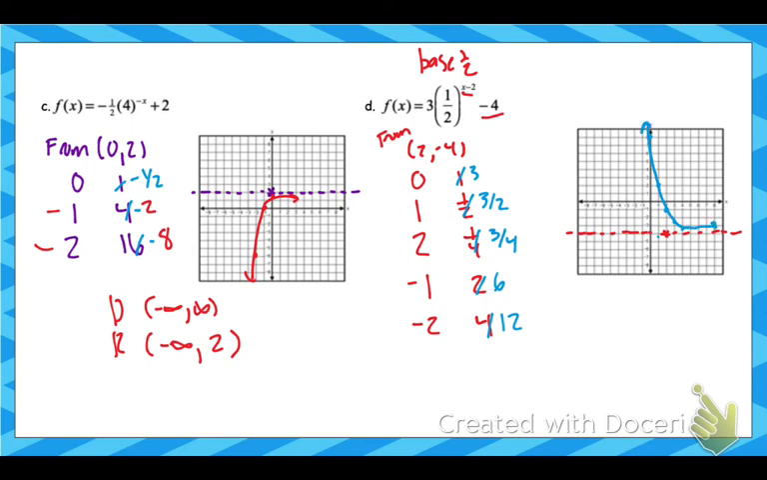In comparison to the parent function when b was greater than 1, it looks like it's a reflection over the y. All right, so a base less than 1 is actually going to have a change on the shape of your graph. And again, if you think about it, it's because 1/2 to the x is the same thing as 2 to the -x. That's why it looks like it's a reflection over the y.